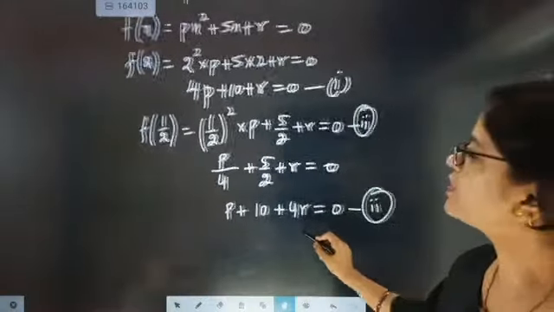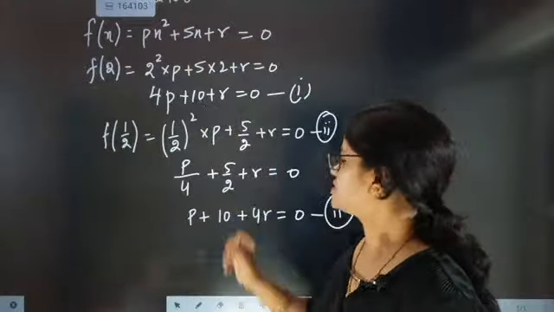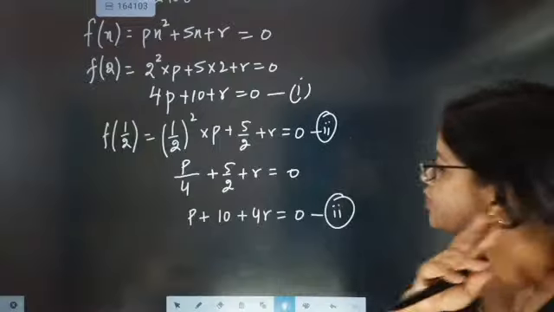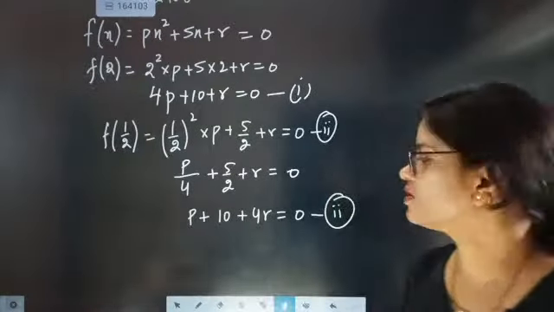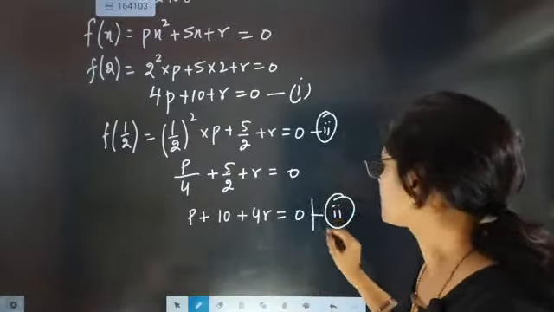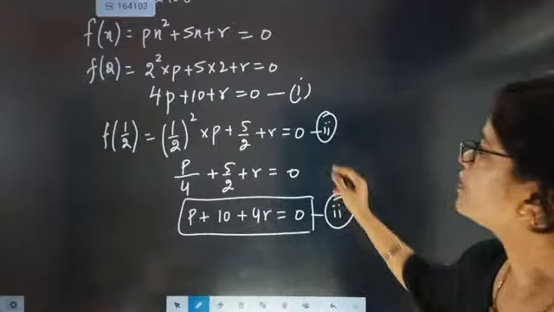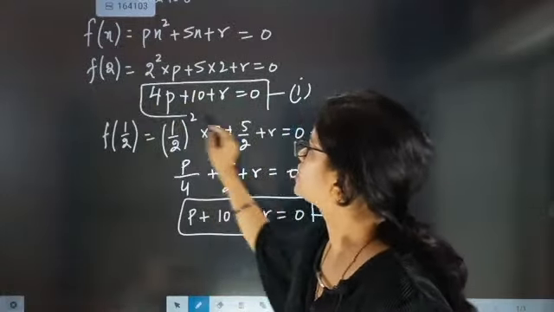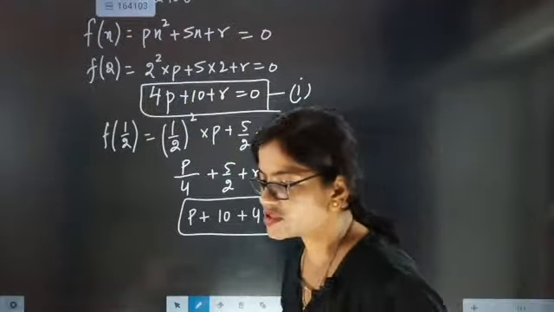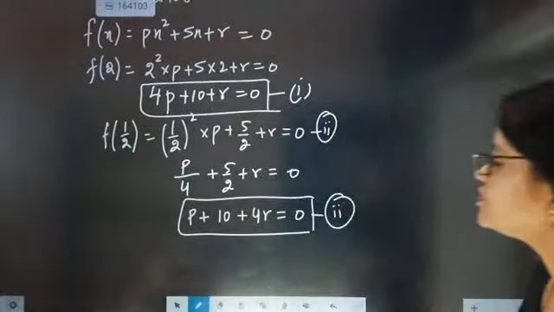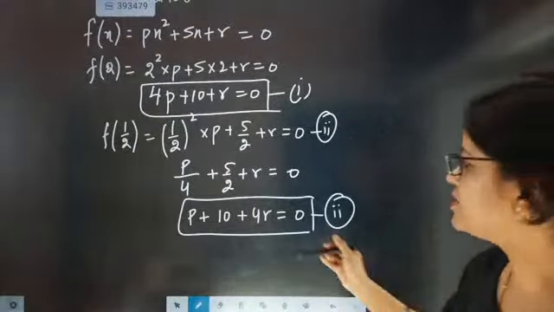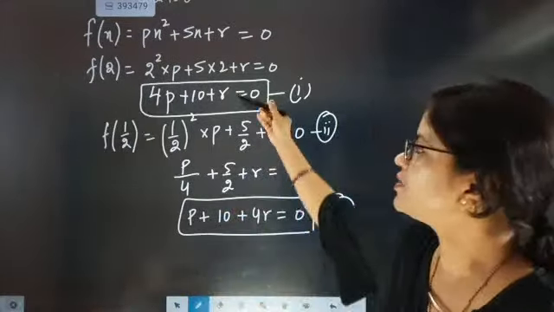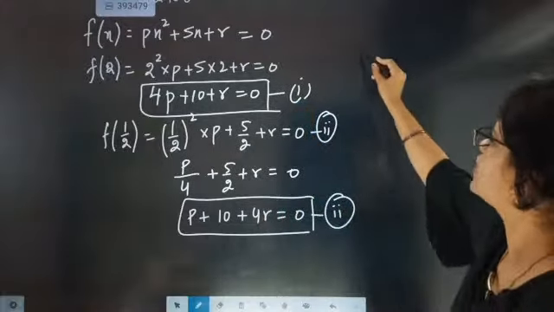So now one time you are getting 4p plus 10 plus r, and next time you are getting p plus 10 plus 4r. So these are your two equations. Once you have got these two equations, next what do you have to do? One small work you have to do. Multiply equation 2 by 4 and subtract from equation 1.